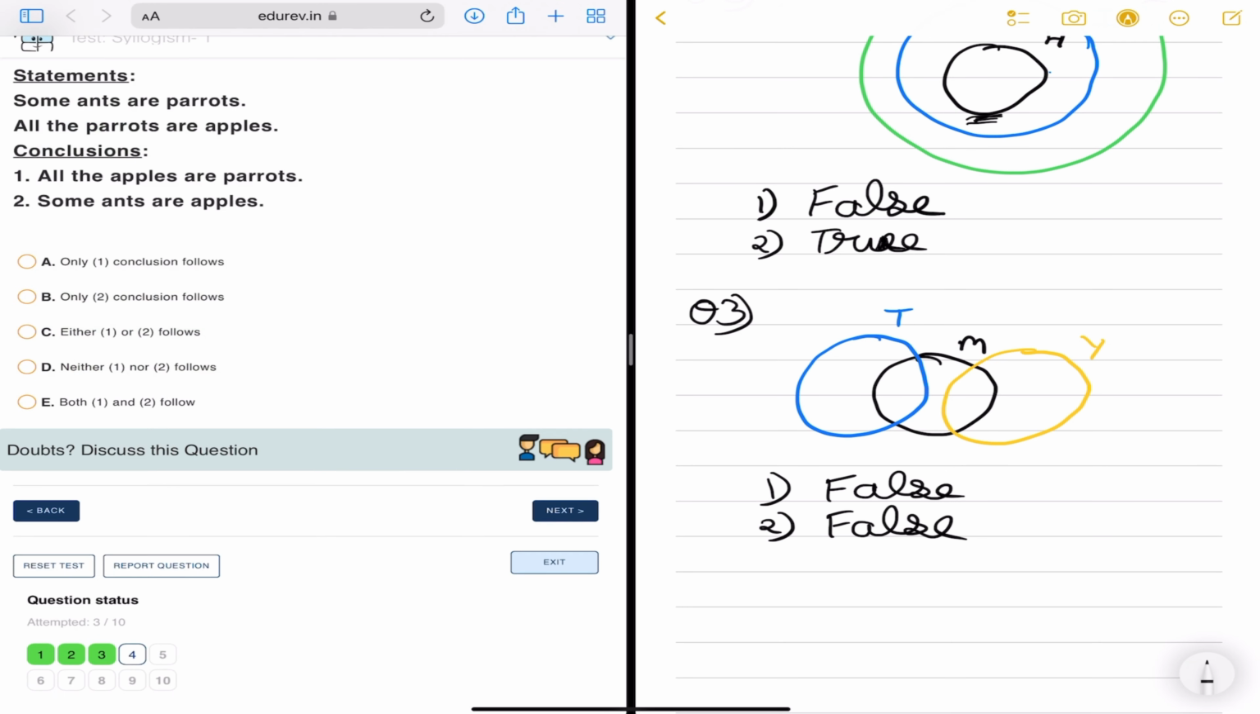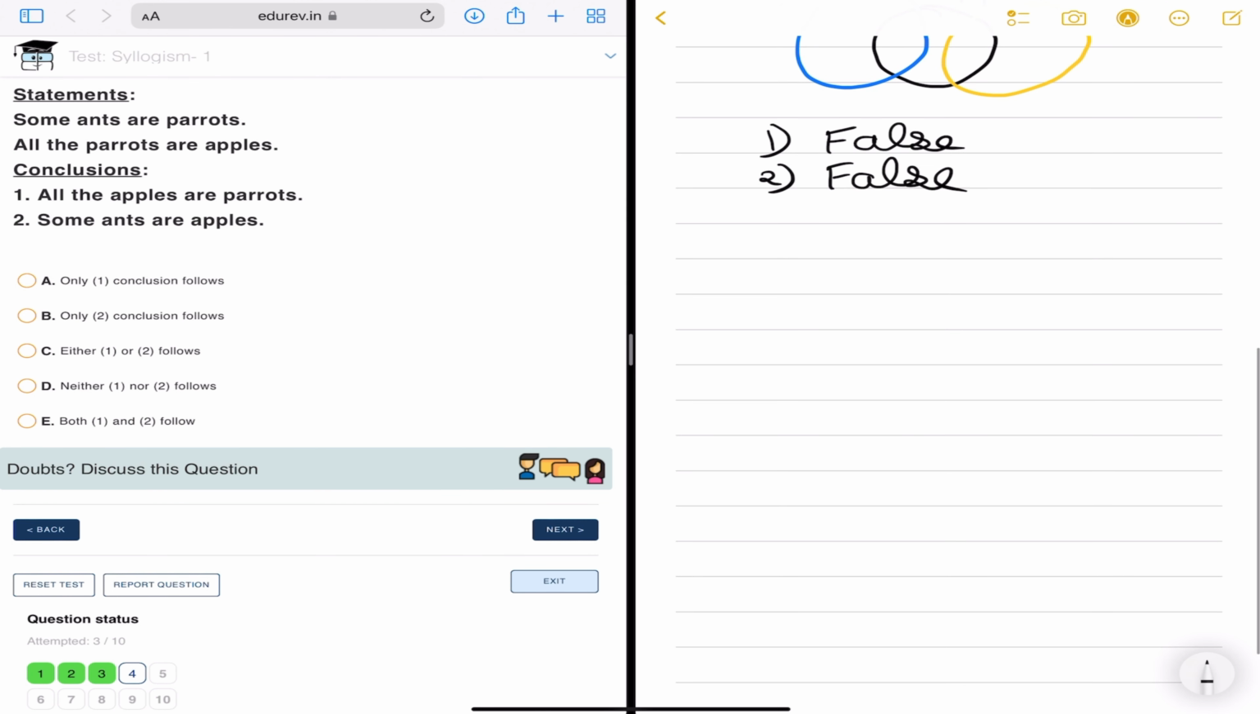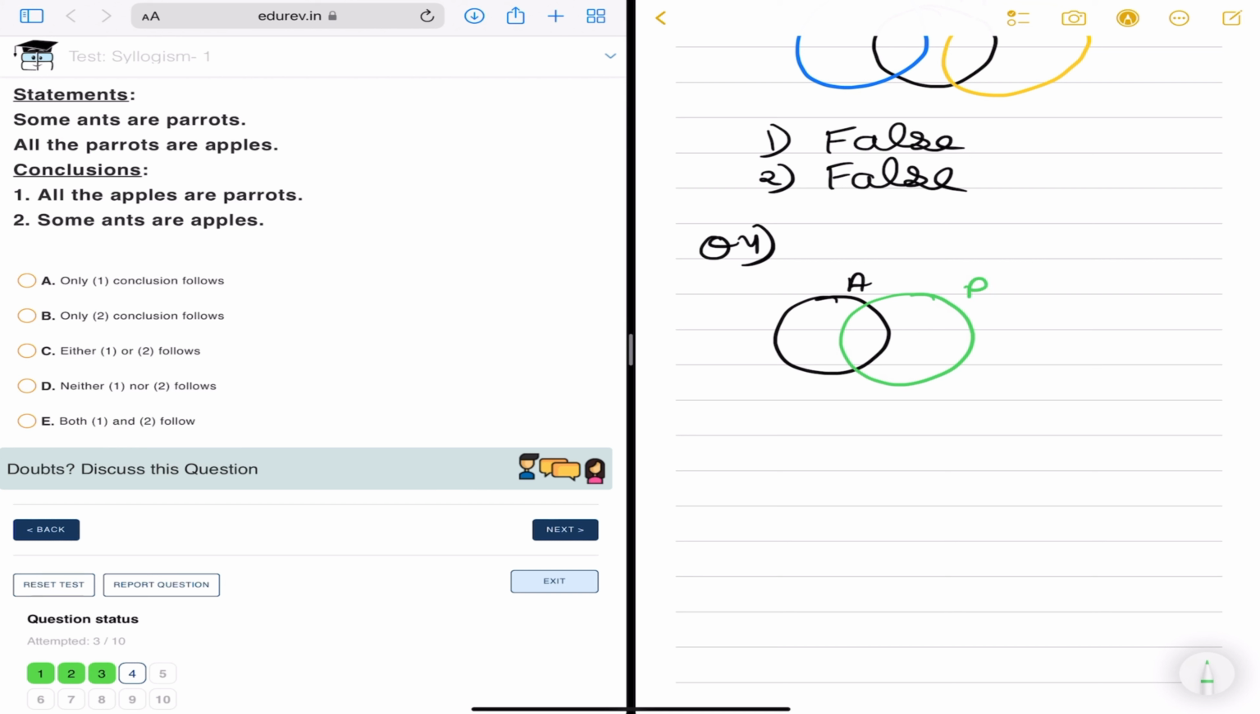Let's look at the next question. The next question states some ants are parrots. So we have the question. It states that some ants are parrots. Assuming that this is our ants, some ants are actually parrots. So let's do green for parrots. So this is our parrot.